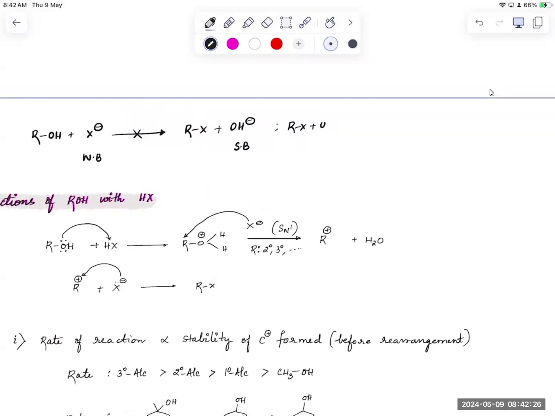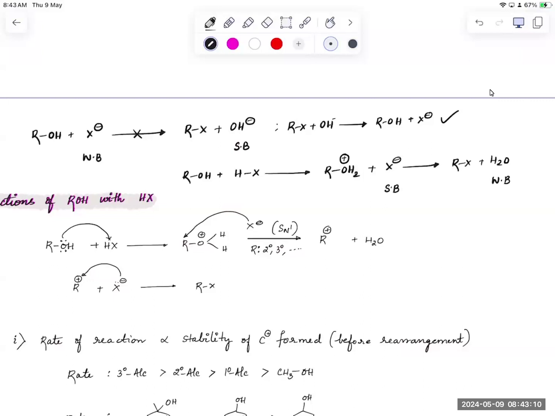That is RX plus OH minus. If it is treated, I will get ROH plus X minus. So this reaction is feasible. The first reaction is not feasible. But what if I need to produce an alkyl halide? In that case, we take this ROH, and instead of reacting it with a salt ion, we react it with an acid, HX. HX will first protonate it, making ROH2 plus. And now X minus will attack on it, making RX plus H2O. Now if you notice, X minus is a stronger base and water is a weaker base. So this time the reaction is feasible. Remember, the leaving group should always be weaker than the attacking group.